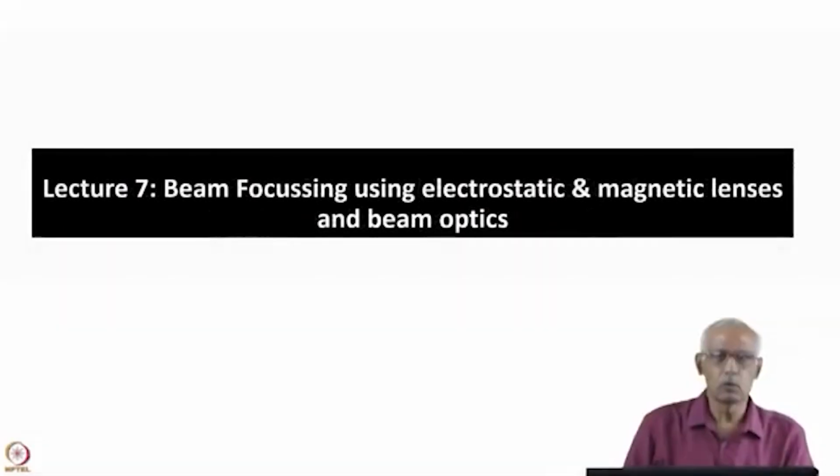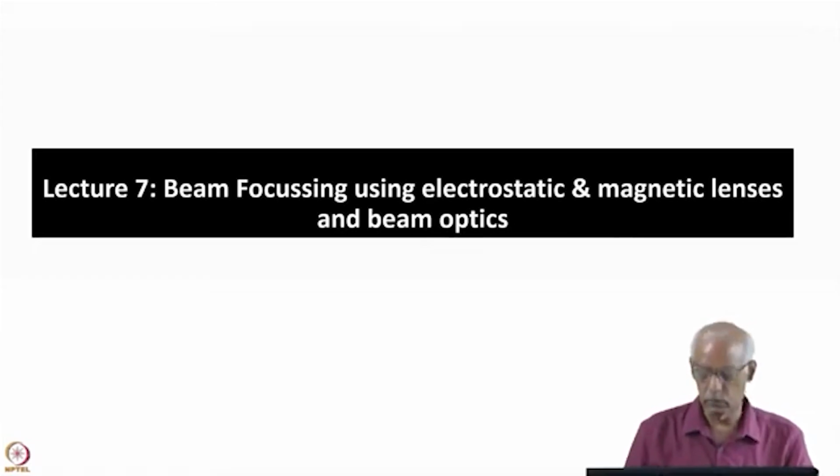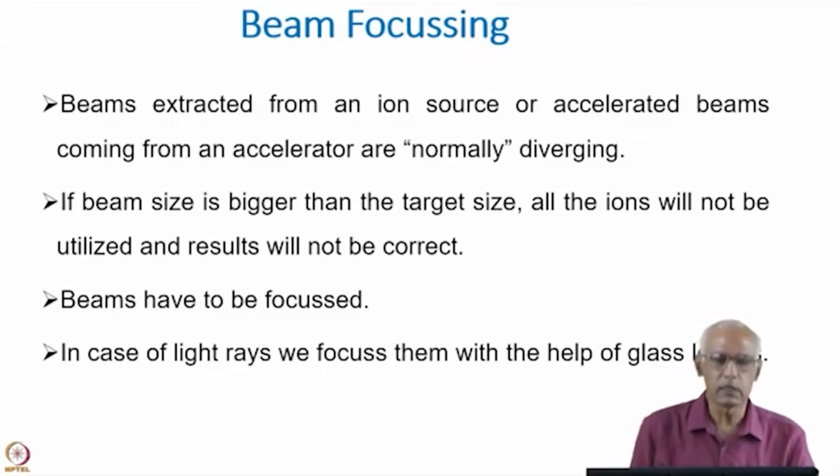We are going to discuss lecture 7, where we will be discussing a very important aspect of accelerators, that is beam focusing. And this beam focusing is required for all the experiments. And you can see that the beam extracted from an ion source, or even accelerated from an accelerating tube, is normally diverging.